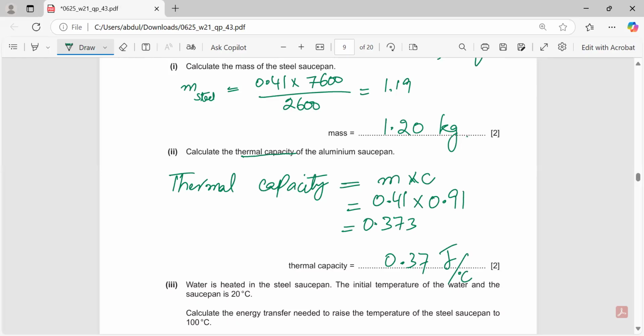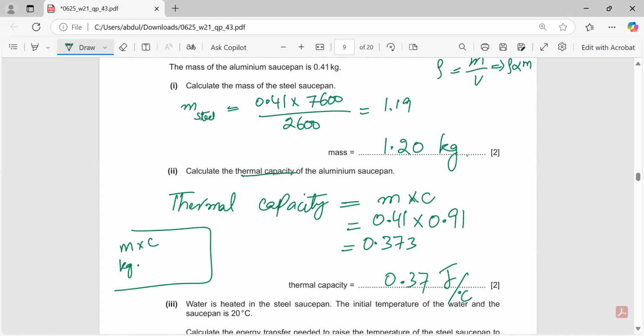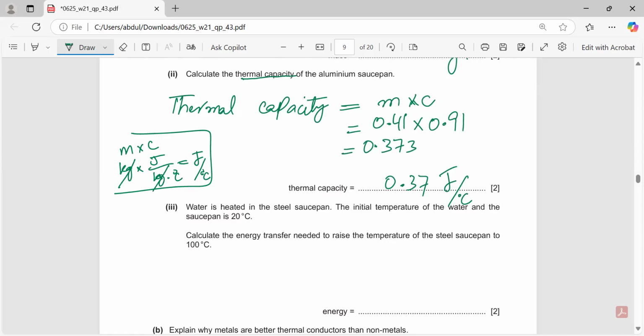The reason, because specific heat capacity is defined as the heat energy needed to increase the temperature of a substance of 1 kilogram per degree Celsius. And even if you don't remember any one of them, see, my dear friends, M times T. Unit of mass is kilogram. Unit of specific heat capacity is joules per kilogram per degree Celsius. Kilogram is cancelled with kilogram. What is left behind? Joules per degree Celsius. So that's why unit for thermal capacity is joules per degree Celsius.